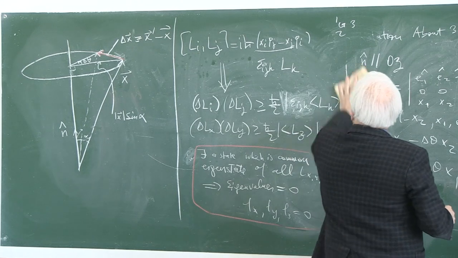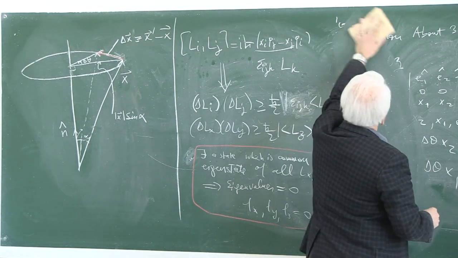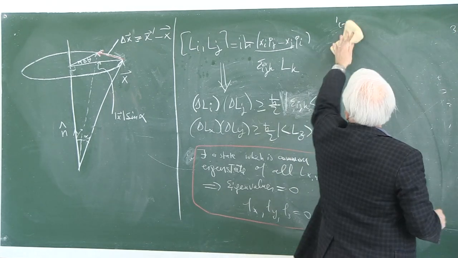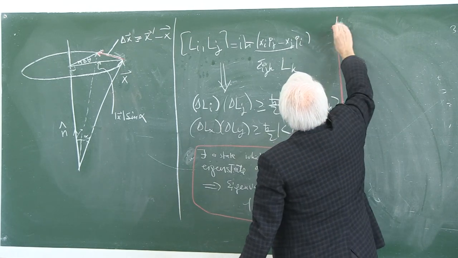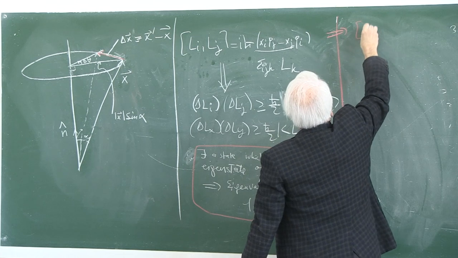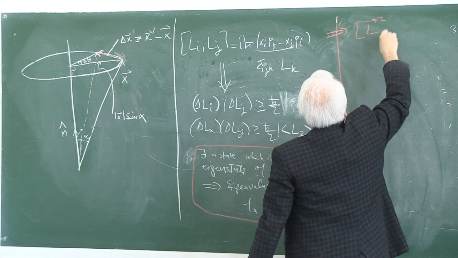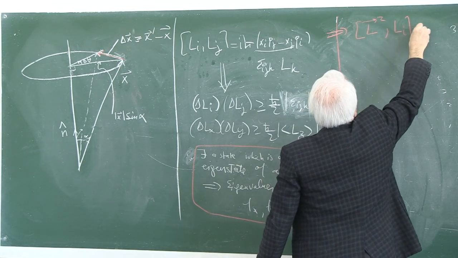Now, one immediate consequence of these operator commutation relations is that L squared commutes with any component.